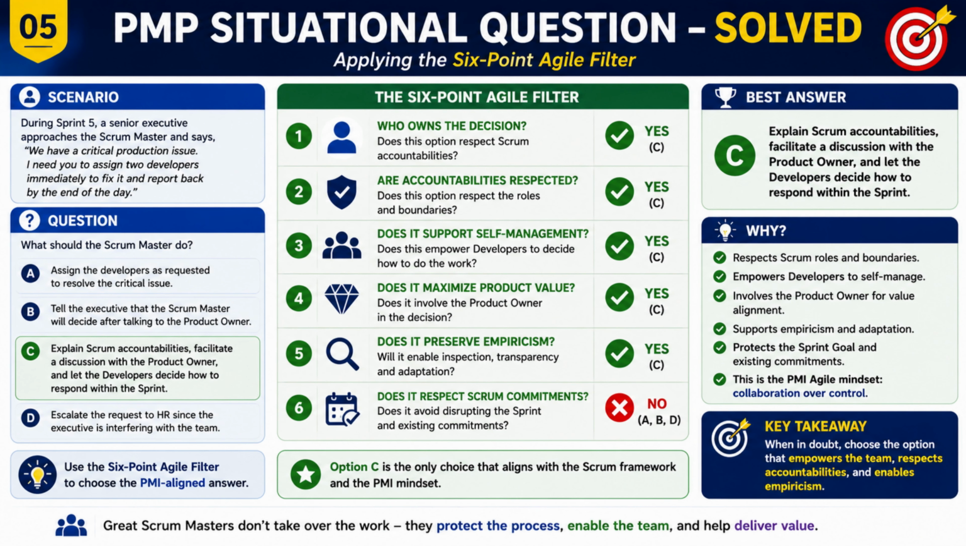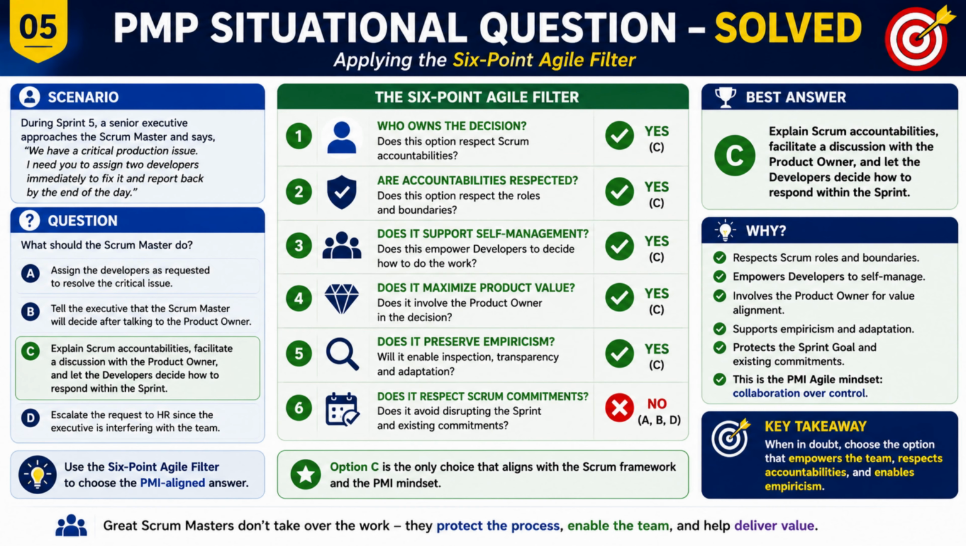PMP situational question, solved. Applying the 6-point agile filter. Let's put everything we've learned into practice with a realistic PMP situational question. Imagine you're halfway through Sprint 5. A senior executive approaches the Scrum Master and says, "We have a critical production issue. I need you to assign 2 developers immediately to fix it and report back by the end of the day." What should the Scrum Master do?